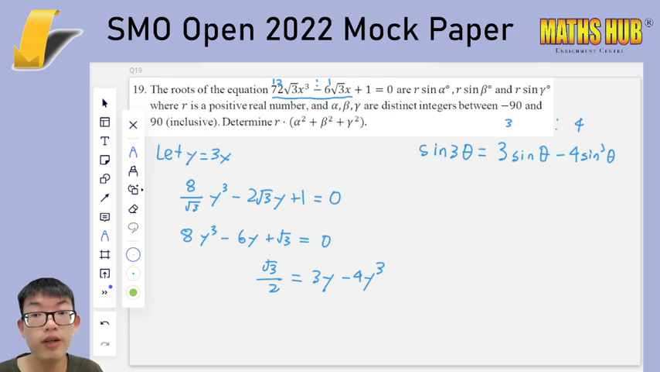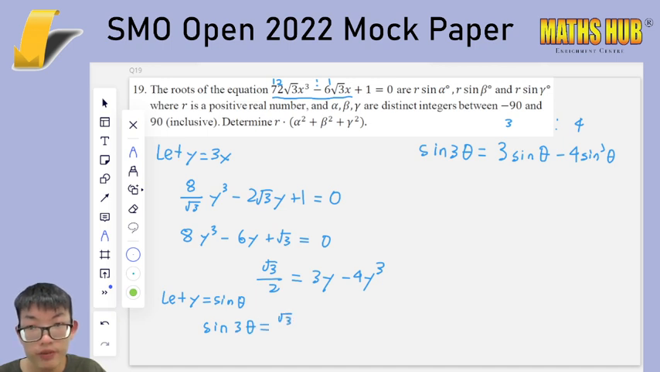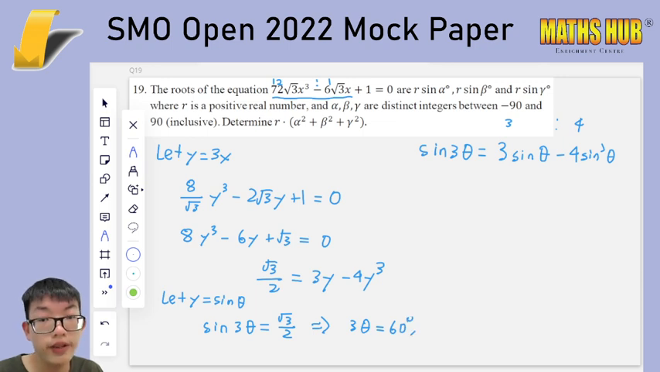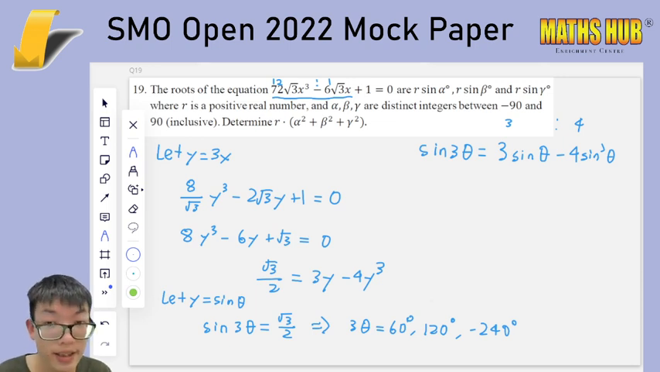Because now if I let y equal sine theta, I would get my triple angle formula, which usually should give me 3 solutions for the value of theta. So sine 3 theta is root 3 over 2. And we know that sine 60 degrees is square root 3 over 2. So 3 theta could be 60 degrees. It can also be 120 degrees. And you can go backwards by 360 to negative 240. Why I'm doing this is because I'm supposed to make the angles between minus 90 and 90. So here I got 20, 40, and negative 80.